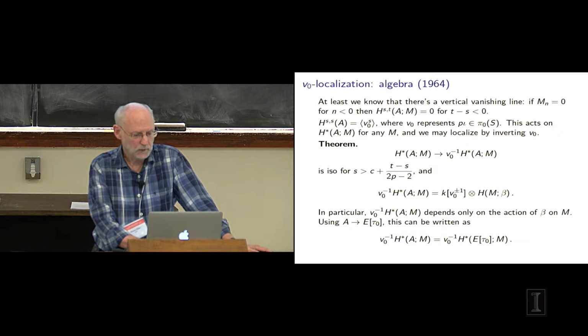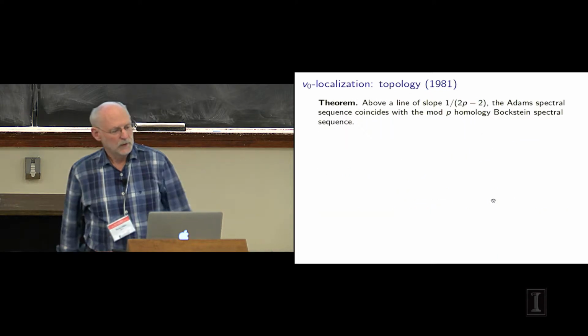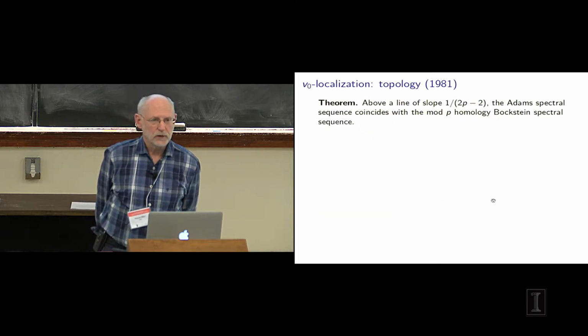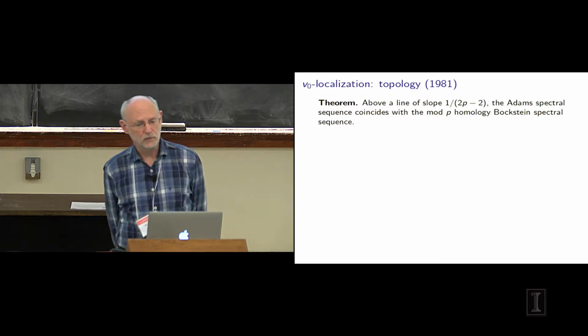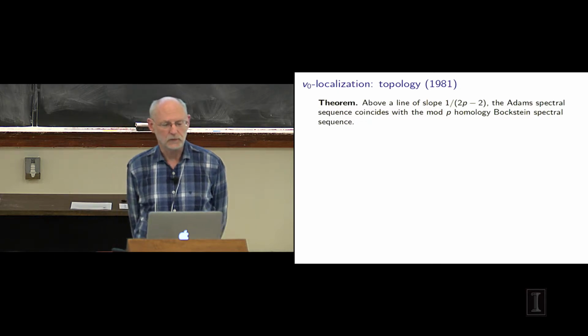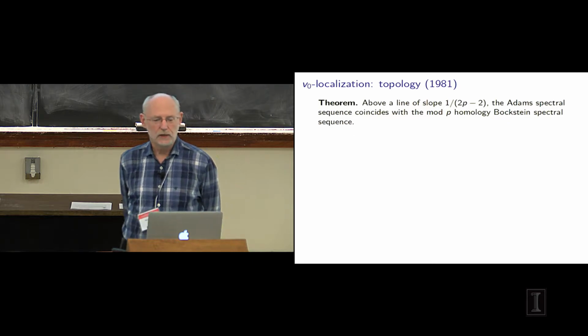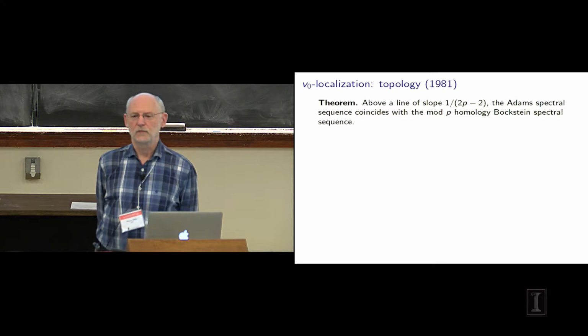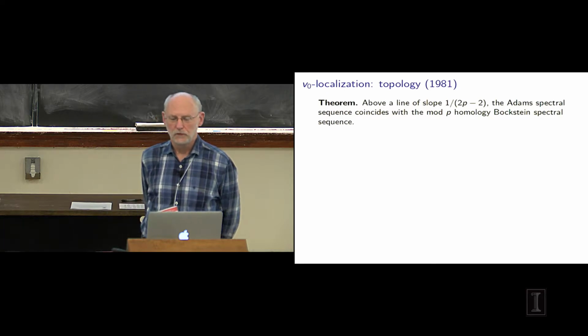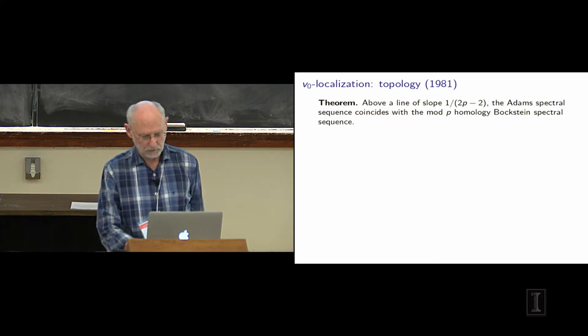You can actually do a lot more in this case. There's a topological theorem that tells you that above that line, some line of slope 1 over 2p minus 2, the entire Adams spectral sequence with all the higher differentials is identical with the mod p homology Bockstein spectral sequence. So the whole thing is determined if you know the integral homology.